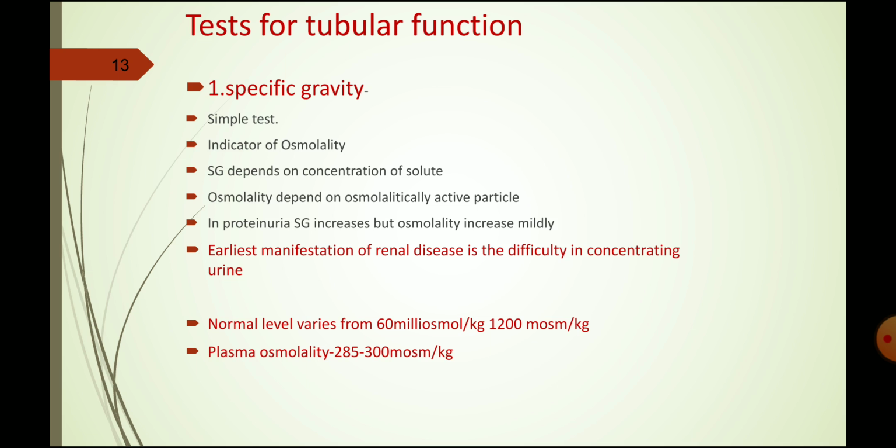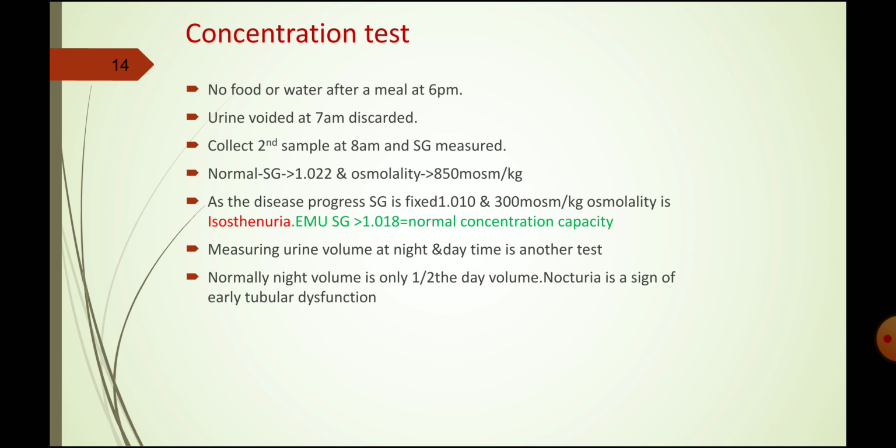That is the specific gravity normally, and the plasma osmolality. The normal urine osmolality varies from 60 to 1200 milliosmol per kg. Plasma osmolality is 285 to 300 milliosmol per kg.